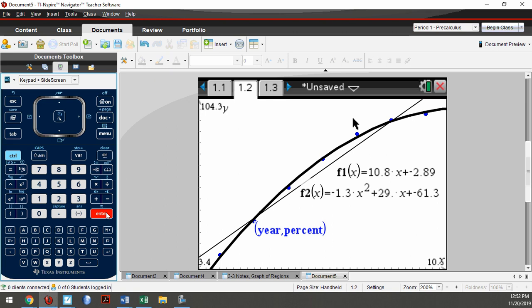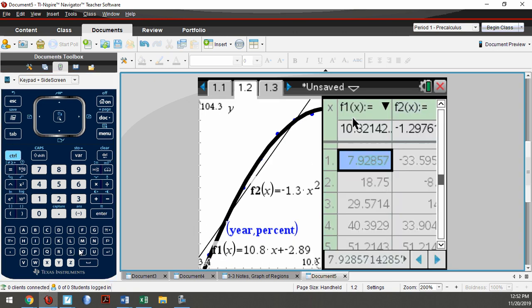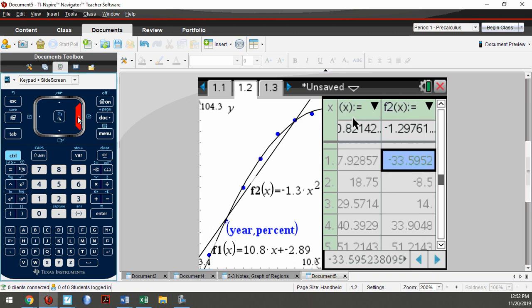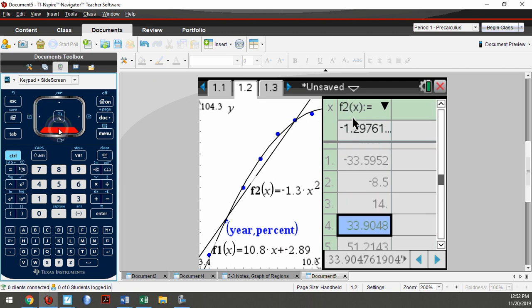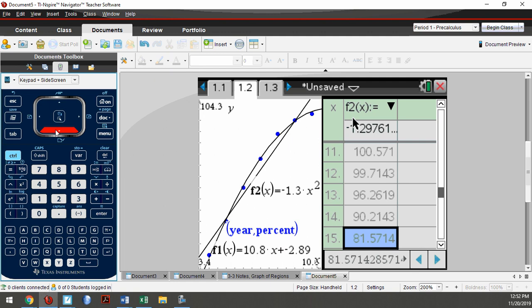Now, if I do predictions on this model, understanding that in the year column, 4 represents 1994 and 10 represents 2000, when will I have 100% of my schools having internet? If I hit Control T, I'm not going to look at F1, because what is F1? F1 is my linear model. So I need my F2, which is my quadratic model. So I'm going to scroll down here and look at when I'm going to have 100%. 100% corresponds to 11. And what year is 11?